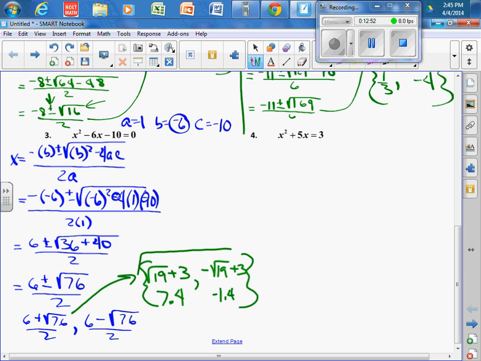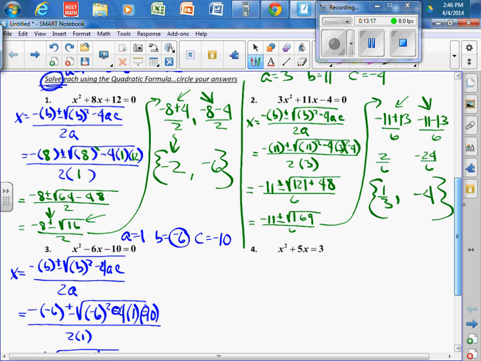So as the simplified radicals, we're talking about radical 19 plus 3 and negative radical 19 plus 3. As decimals, we're looking at 7.4 and negative 1.4. Otherwise, you're going to have to know how to simplify these radicals and simplify these fractions. And I'm not going to go into that right now. We'll talk about that in class. Number 4.